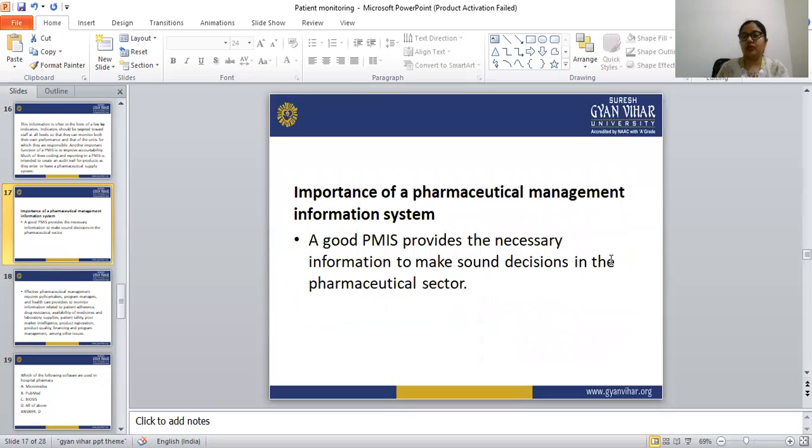So, what is the importance of the pharmaceutical management information system? A good pharmaceutical management information system provides the necessary information to make sound decisions in the pharmaceutical sector. So a good PMIS provides all the necessary information to the pharmacies, which can be beneficial in the pharmaceutical sector.